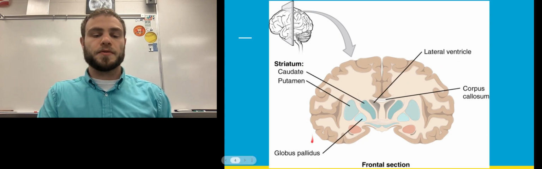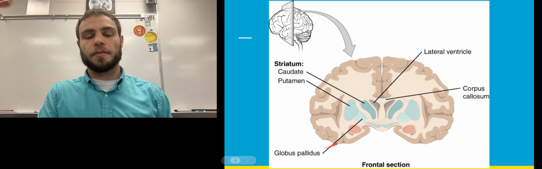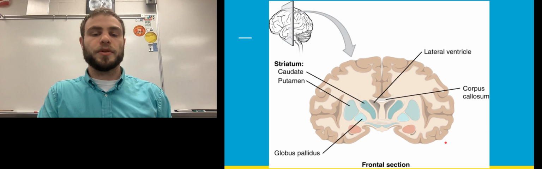So those structures are very deep here. In this image I'm just focusing on the caudate, putamen, and globus pallidus. But you can see they are very deep structures. You have the cortex around the outside here of your cerebrum. But those are just some important structures to know what their functions are.